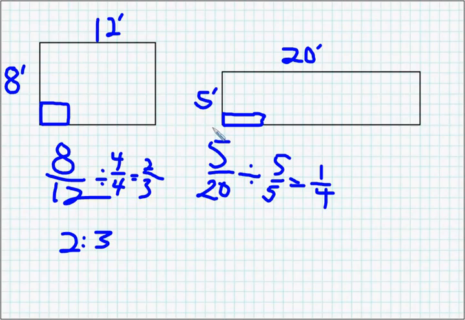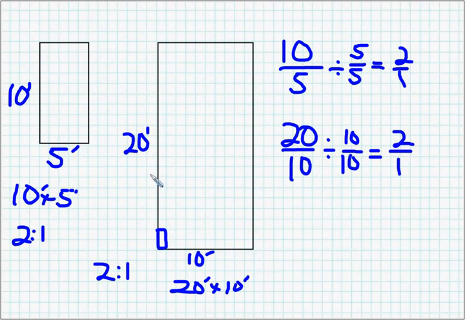So these two rectangles are not the same proportion, and you can tell just by looking at it, this one is a lot wider and not as long. This one is a little longer and still pretty wide, a 2:3 ratio as opposed to a 1:4. So there are different sizes and different proportions, as well as these two are different sizes, but they have the same 2:1 proportion or ratio in terms of their length and width.